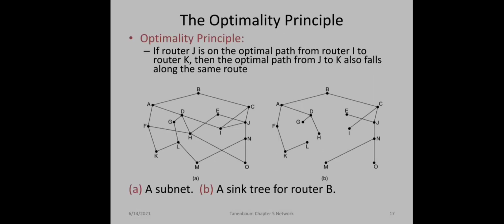Now let us move on to an important principle used in routing, that is called optimality principle. Whatever may be the network topology or the current traffic over the network, we can define an optimal route in a general way. And that is called optimality principle, and it states that if router J is on the optimal path from router I to router K, then the optimal path from J to K also falls along the same route. Now let us apply this optimality principle on this network to verify its correctness.